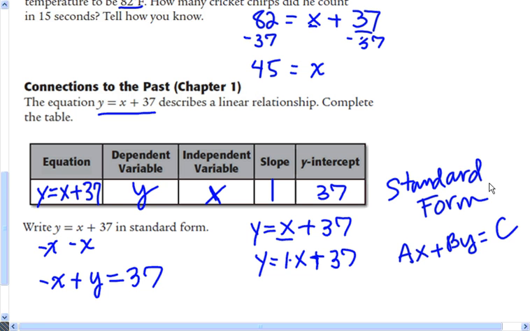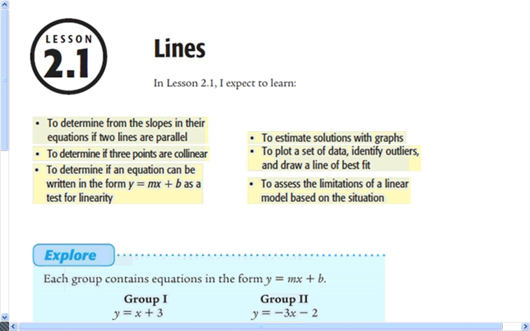All right. We're going to learn these objectives in this chapter: to determine from their slopes if two equations are parallel. That's what we're going to do in this lesson. To determine if 3 points are collinear. Collinear means they all line up in a straight line. To determine if an equation can be written in the form y equals mx plus b as a test for whether or not it's linear.